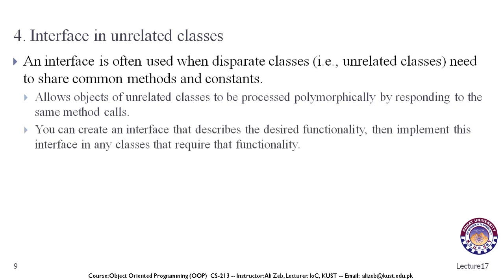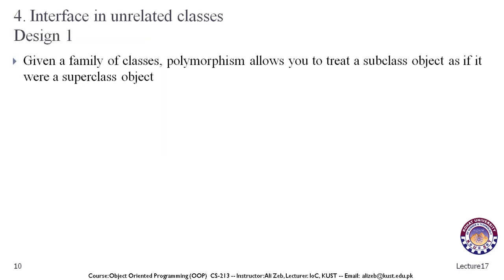You can create an interface that describes the desired functionality, then implement this interface in any classes that require the functionality. We look at this in an example: we can implement the same interface in completely unrelated classes, and we can then polymorphically connect the objects of those classes. So let's look at an example.